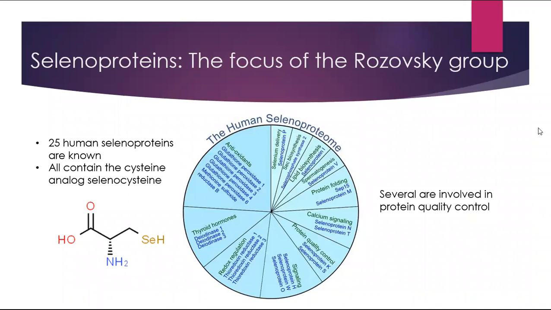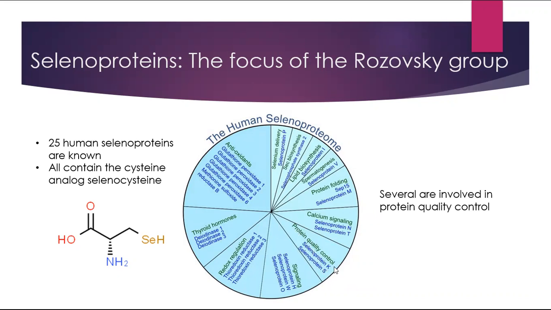The focus of the Rosowski group is what is known as selenoproteins. These in humans comprise 25 known proteins that all contain the amino acid selenocysteine. Selenocysteine is very similar to cysteine, except instead of sulfur, it has a selenium atom instead. And this human selenoproteome comprises proteins that have functions ranging from antioxidant behavior to thyroid hormone regulation to calcium signaling to protein quality control. And in protein quality control, you have seleno K and seleno S.